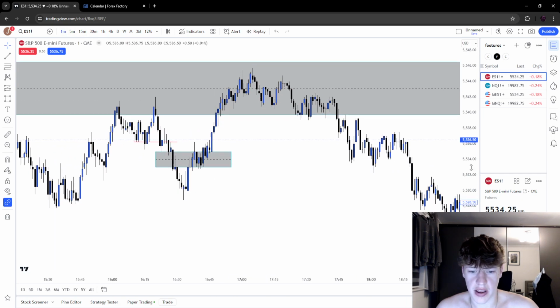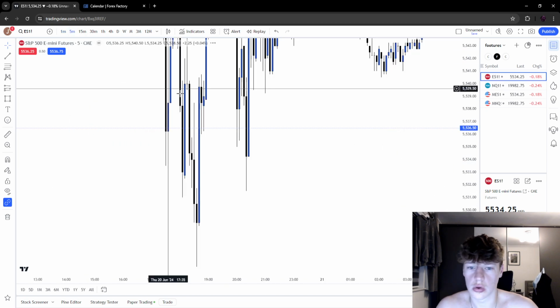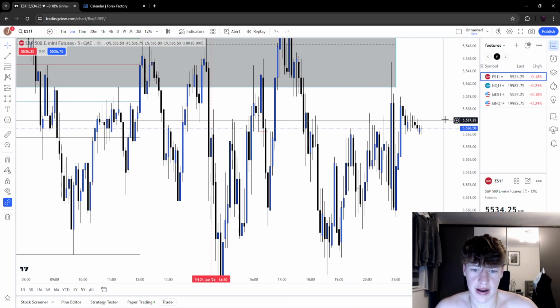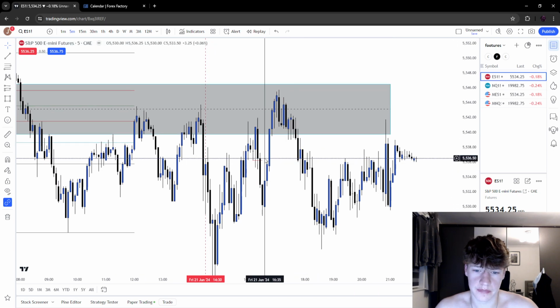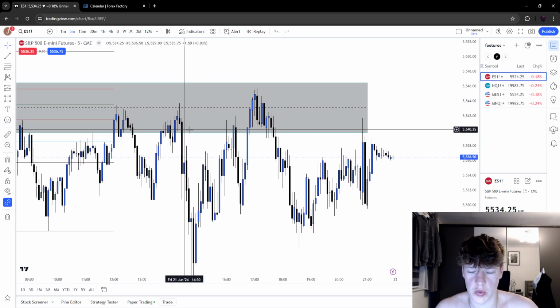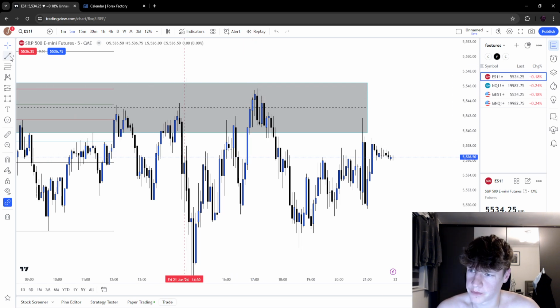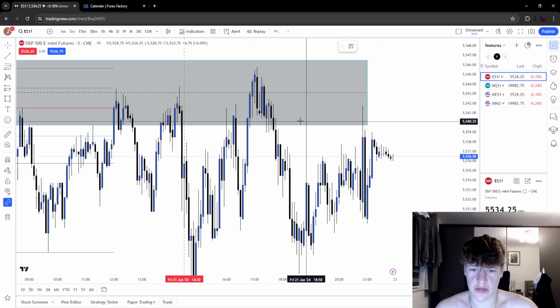Waiting for that 1 minute break out of it. We don't get one. We keep pushing up. We invalidate that imbalance. Cool. And then we break back to the upside again on the 5 minute. So we're looking for a break back down. We came back into this high time frame point of interest again, the imbalance. So waiting for that 5 minute break.